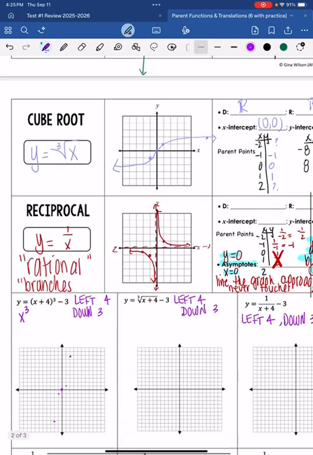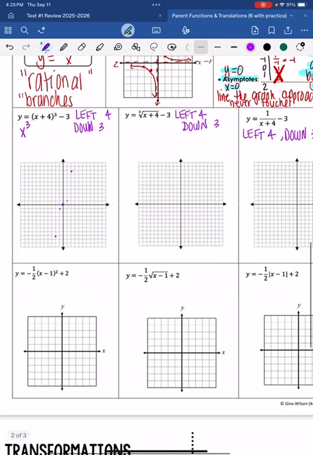So what I'm going to do is, here's my cubic function. I'm just going to draw it in dotted. That's my x cubed. But I'm going to shift this left 4, down 3. So my origin point right here, I'm going to move that left 4, down 3. And that's here. So this is my new origin point.